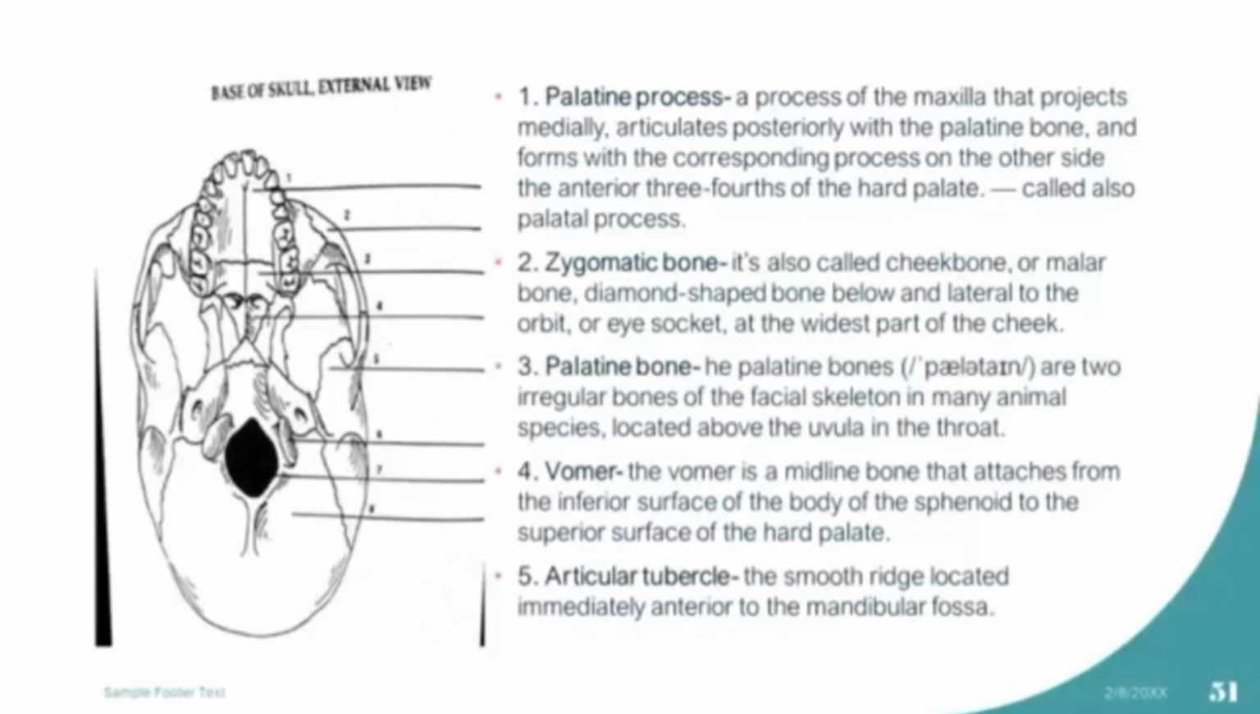The vomer is a midline bone that attaches from the inferior surface of the body of the sphenoid to the superior surface of the hard palate. 5. Articular tubercle, the smooth ridge located immediately anterior to the mandibular fossa.